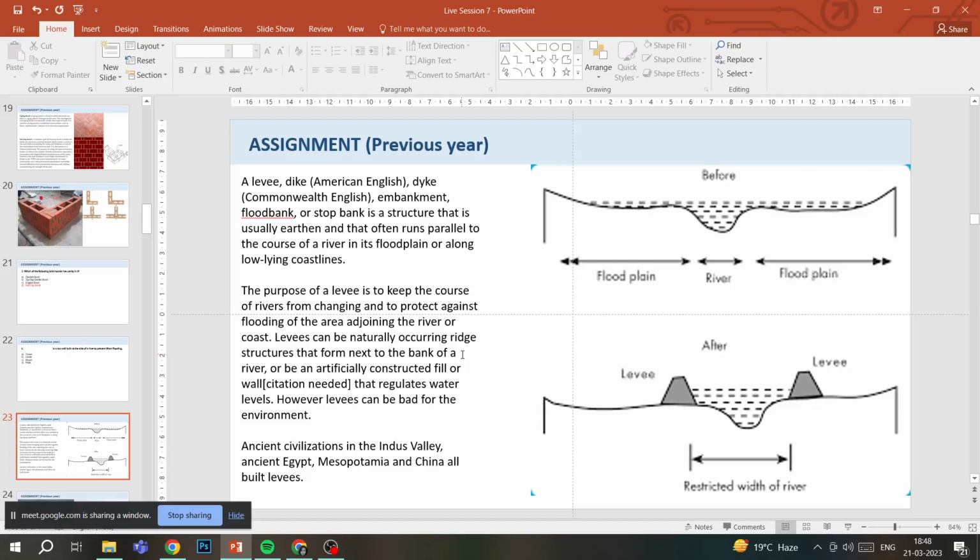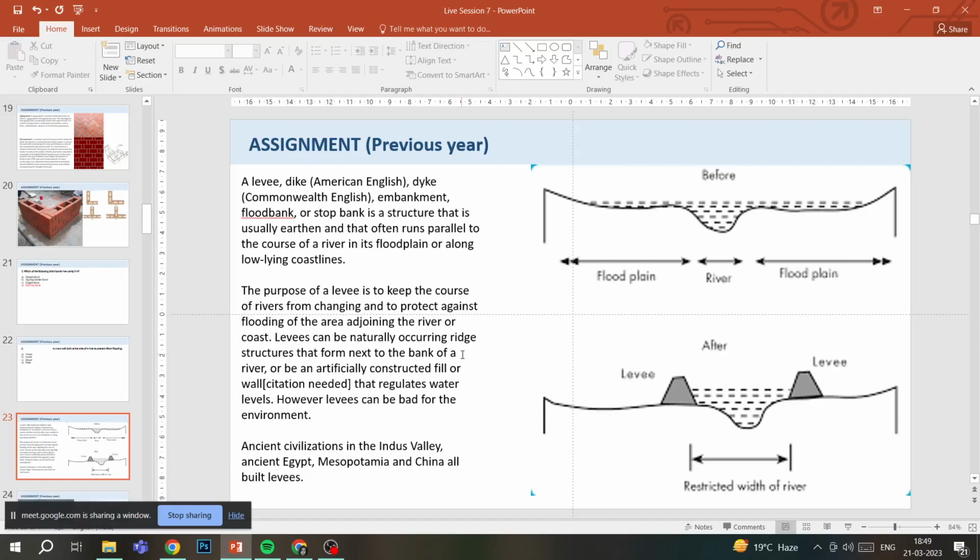There is also a contradictory side to levees, that they can be bad for the environment and for other reasons, and we are not going into that right now. Also, this is not a new technique or a new term. It has been used in ancient civilizations like the Indus Valley, Egypt, Mesopotamia and China. These civilizations built levees. So it's ancient knowledge, not a new system.